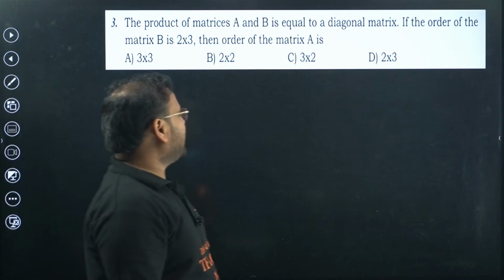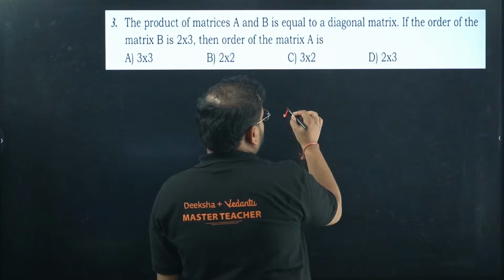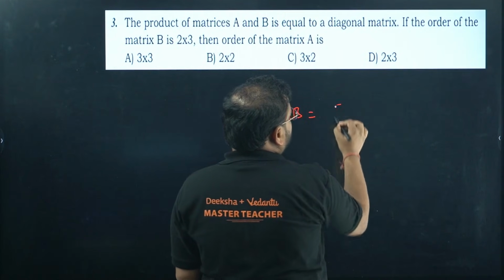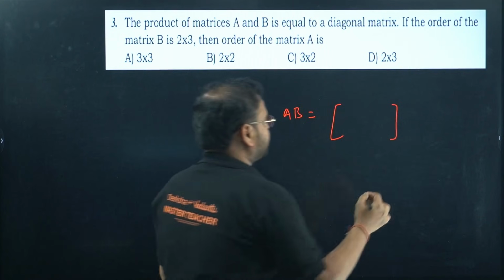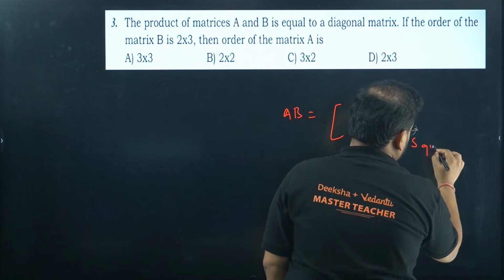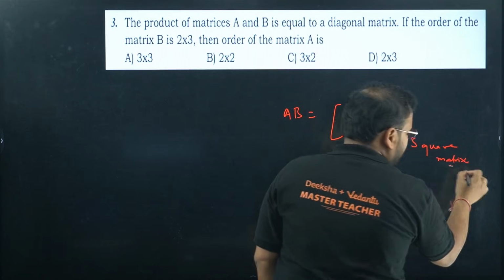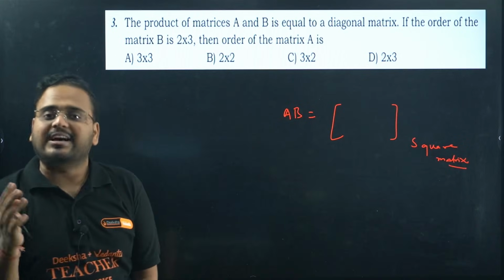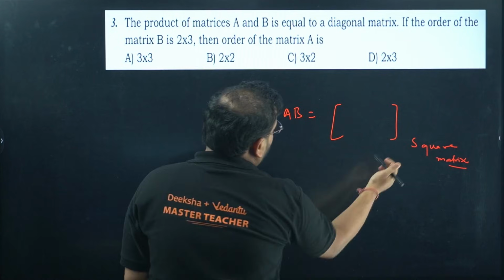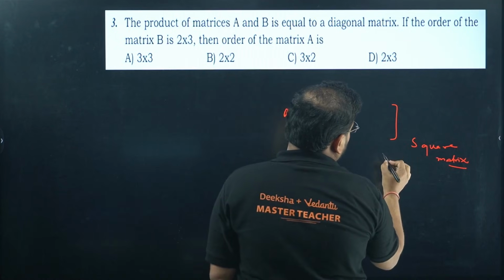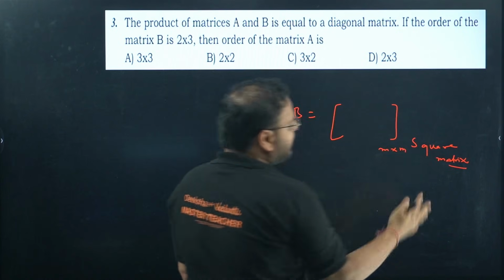The product of matrices A and B is equal to a diagonal matrix. Diagonal matrix means AB is a diagonal matrix. Diagonal means that it has to be a square matrix. You're getting me, right? Any diagonal matrix has to be a square matrix. So if it is m, then it has to be m cross m. If it is n, it has to be n cross n.